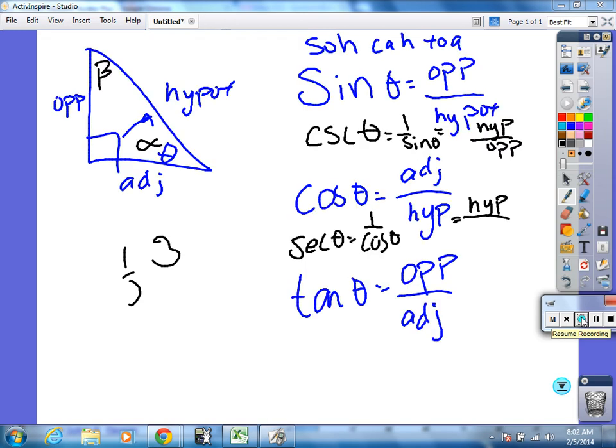Right now? I guess not, huh? Hypotenuse over adjacent. Okay, and then guess what the last one is? Cotangent.